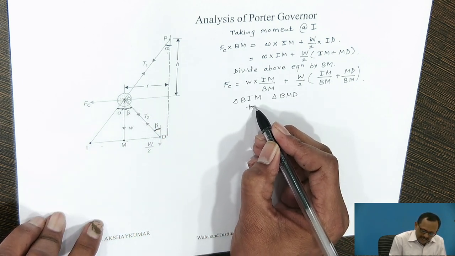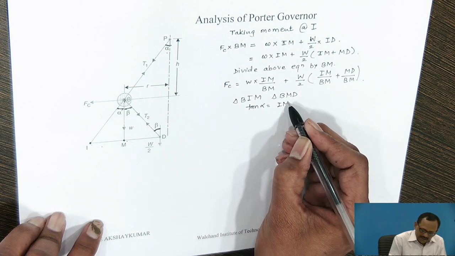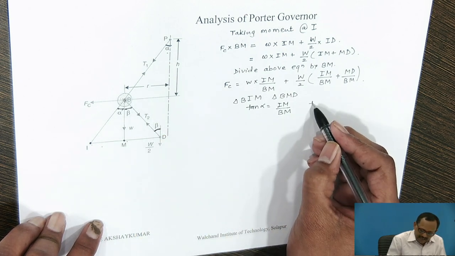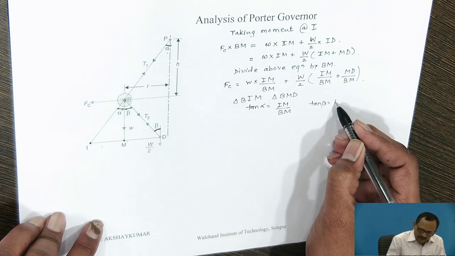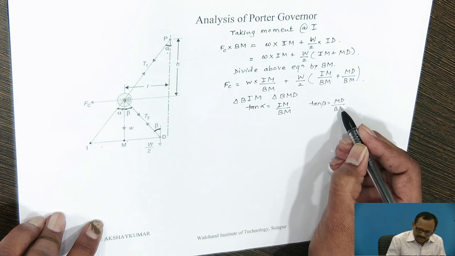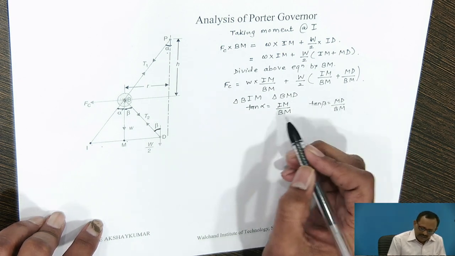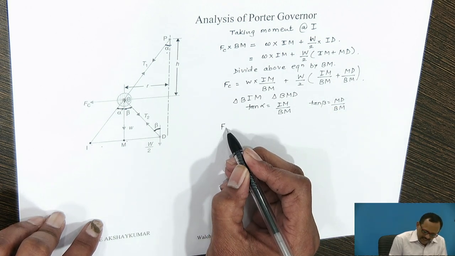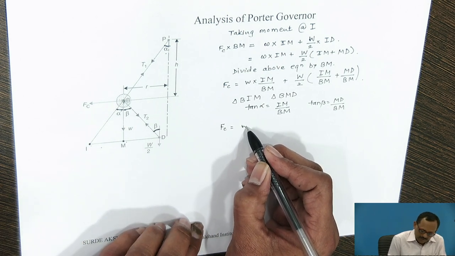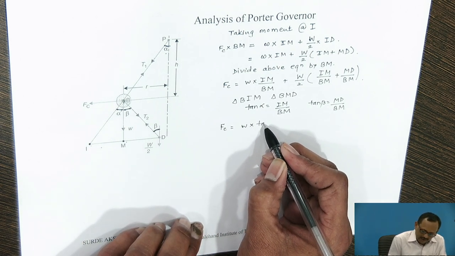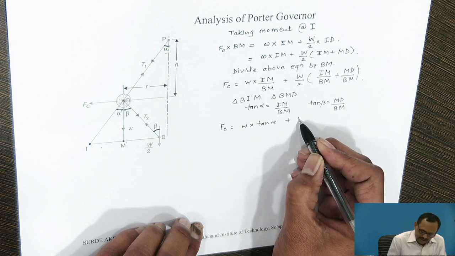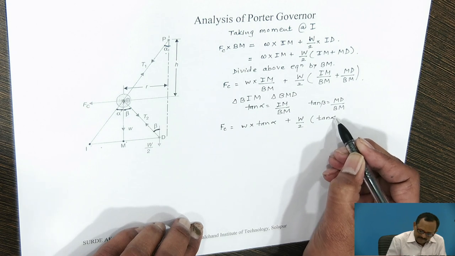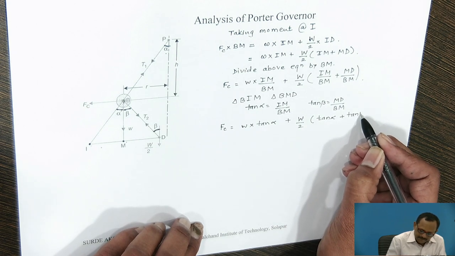So tan alpha is equal to IM divided by BM, and from the triangle BMD, tan beta is equal to MD upon BM. So putting these values of tan alpha and tan beta in the above equation, we will get Fc is equal to W into tan alpha plus W by 2 in bracket tan alpha plus tan beta.